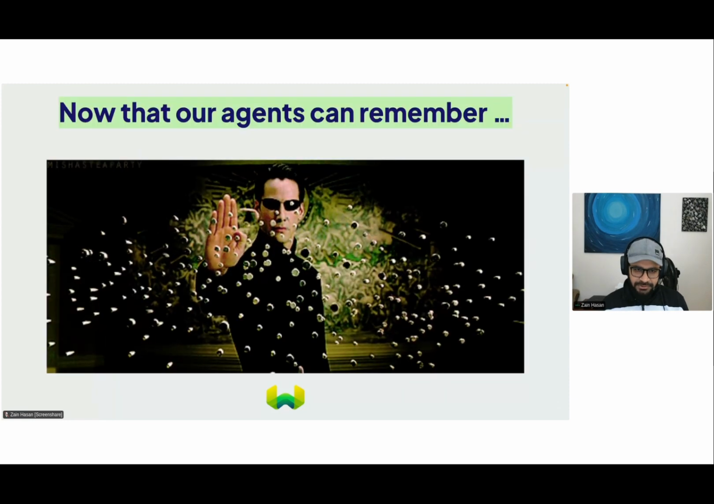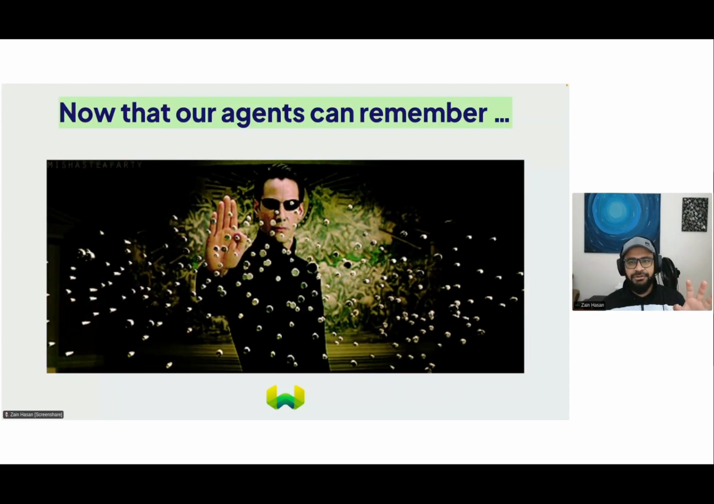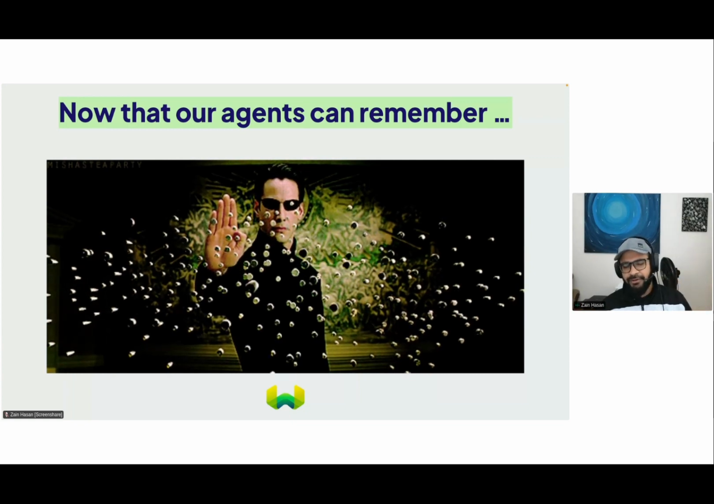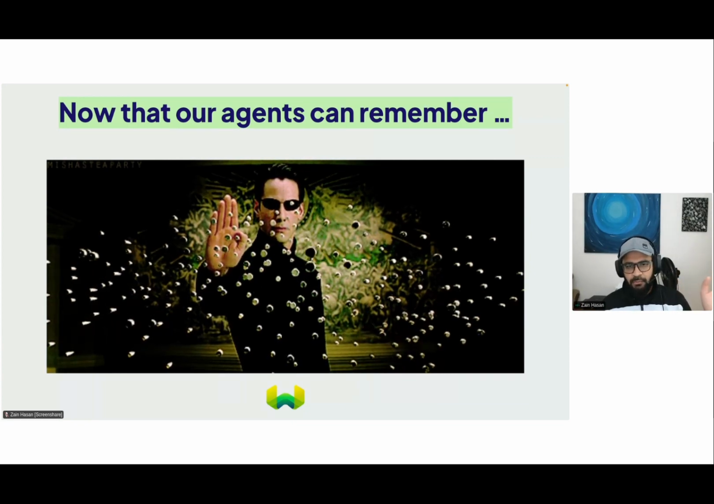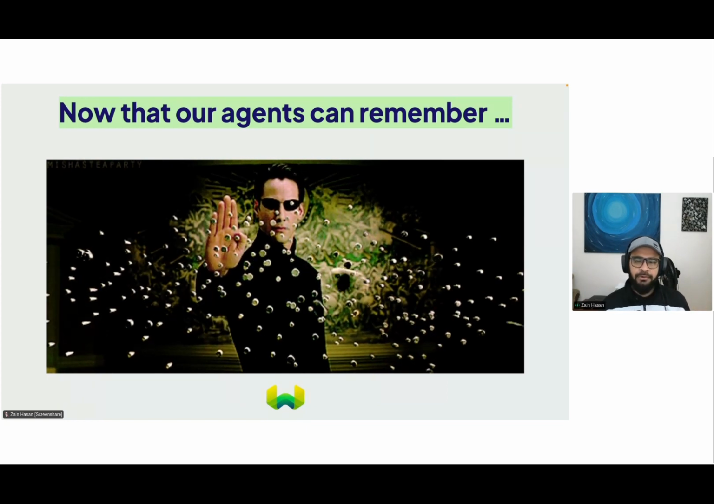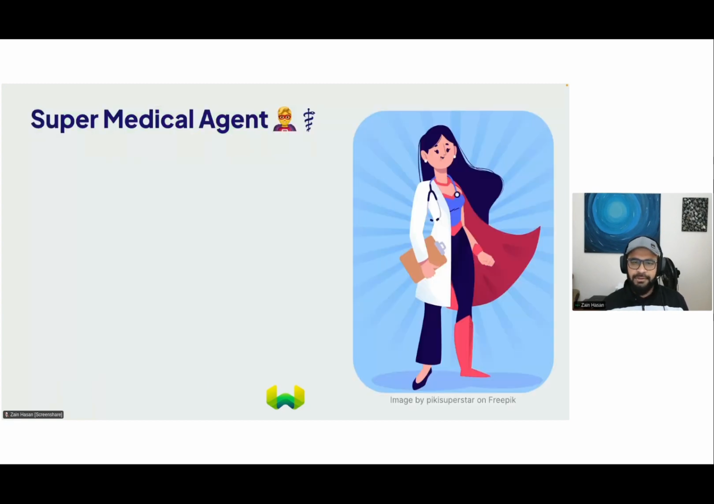So now what I want to do is use this information. Now that our agents have access to a vector database, they can retrieve from it. I want to show you how a language model would behave like an agent, and how it would use a vector database to retrieve and reason over the information.